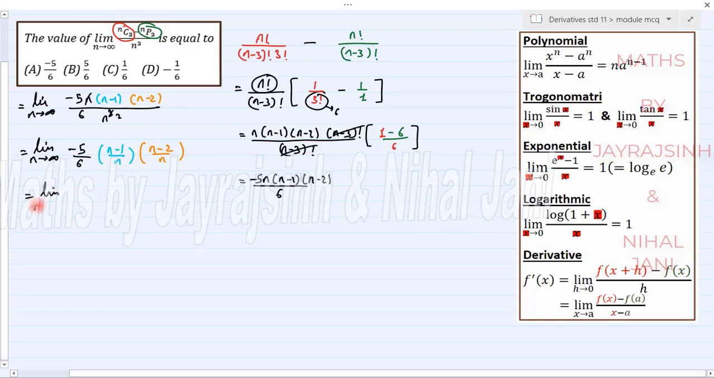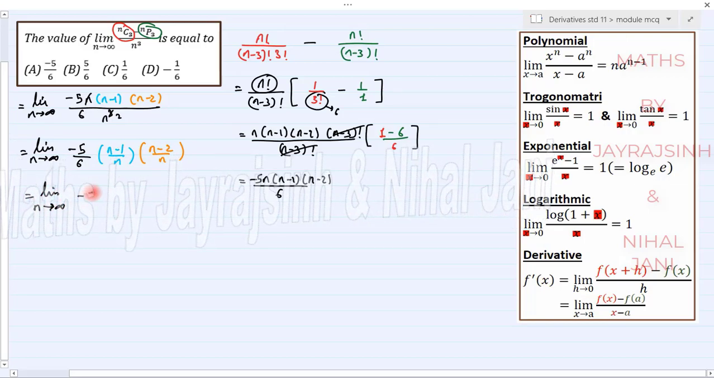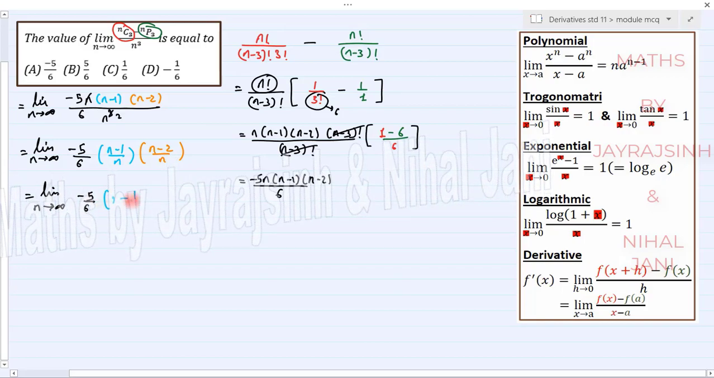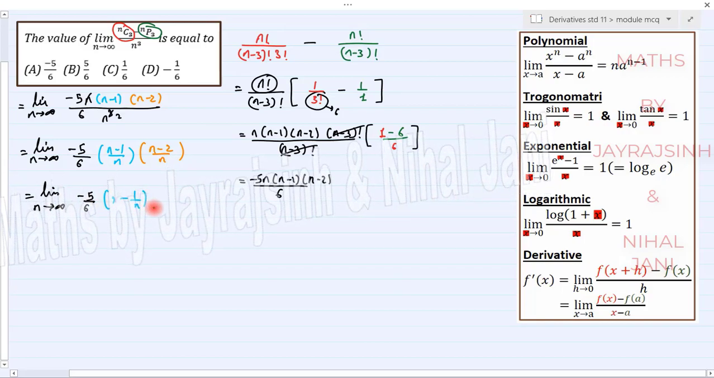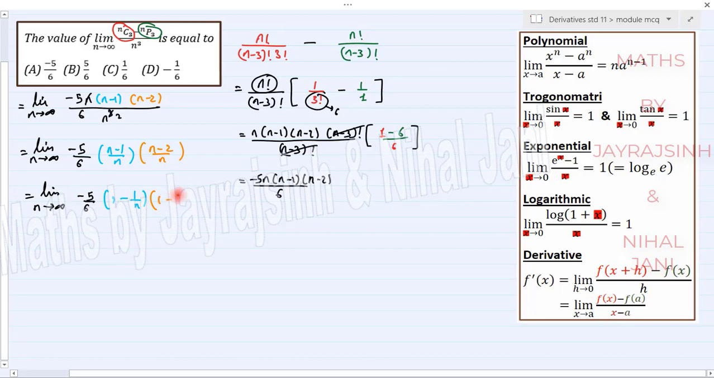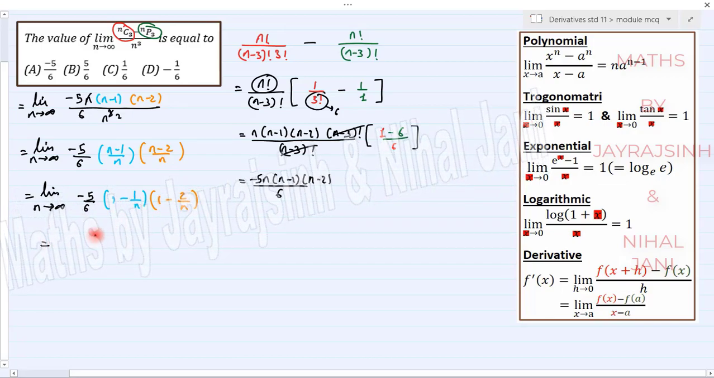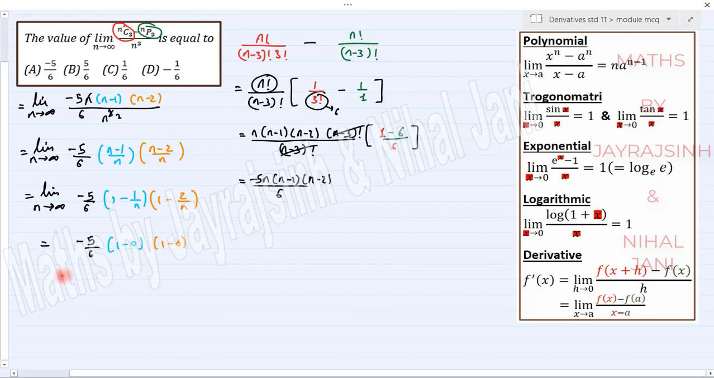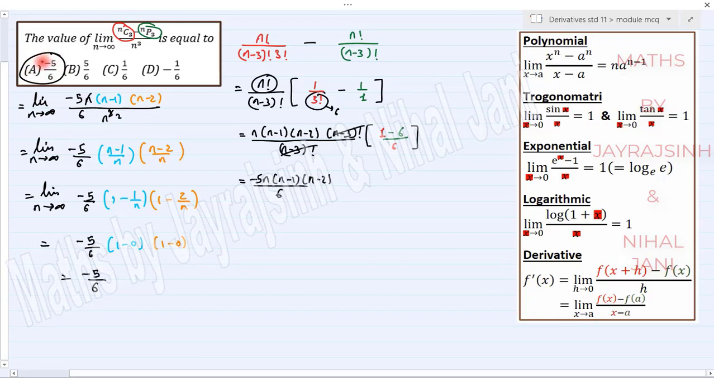So limit n tends to infinity minus 5 by 6 and (n minus 1) upon n will be 1 minus 1 upon n. Similarly, 1 minus 2 upon n. So we are ready to apply the limit. We'll get minus 5 by 6, 1 minus 0 and 1 minus 0. So final answer will be minus 5 by 6, which is given in option A.